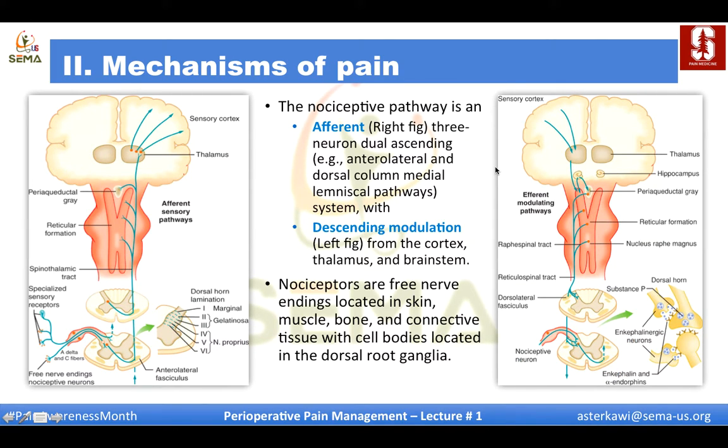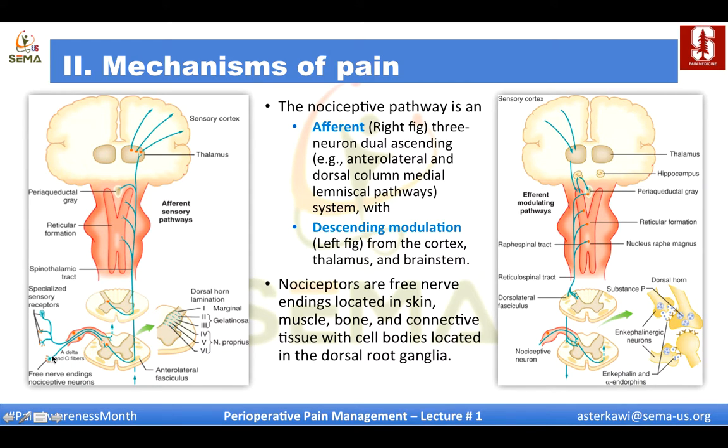So when we talk about pathways, we typically talk about afferent, which is the ascending pathway, the sensation, and descending pathway. Here, how the pain develops, and here how the body reacts to the pain. So there are three neurons important here, and we're going to talk about them more in the next slide.